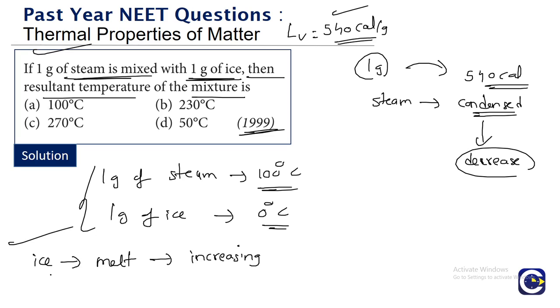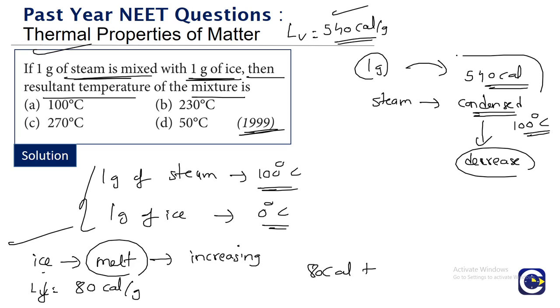Now look at the energy requirement on this side. Ice at 0, first we want to melt it. For that, what is the latent heat of fusion for ice? It is 80 calories per gram. Means, we are melting 1 gram, so we will require 80 calories. Now we have water. To take this water from 0 to 100, because the condensed steam is at 100 degrees and is giving us 540 calories. First step, to melt the ice, we require 80 calories.